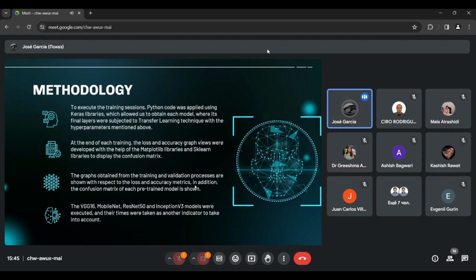At the end of each training, the loss and accuracy graphs were developed with the help of the plotting libraries and scikit-learn libraries to display the confusion matrices. The graphs obtained from the training and validation process are shown with respect to the loss and accuracy metrics, in addition to the confusion matrix of each pre-trained model. The VGG16, MobileNet, ResNet50, and InceptionV3 models were executed, and their times were taken as another indicator to take into account.